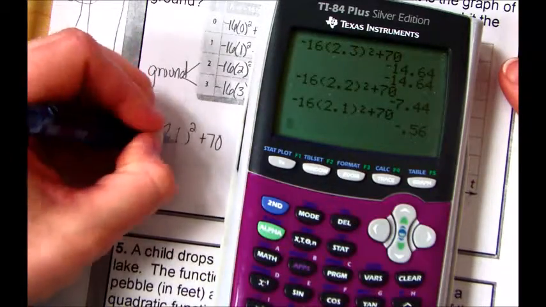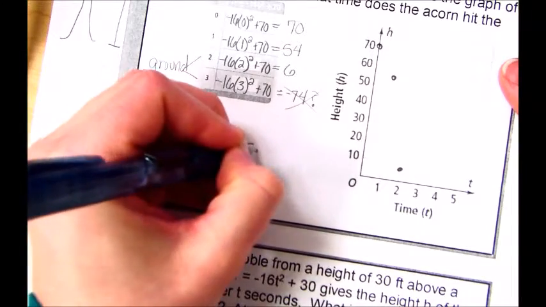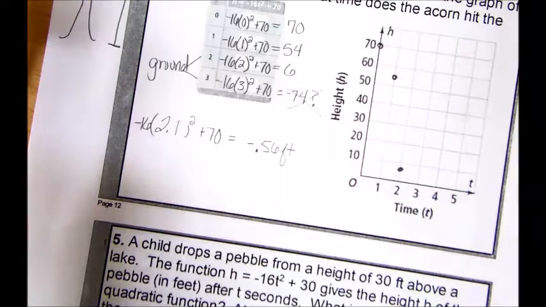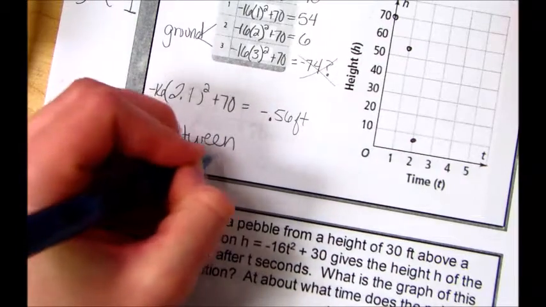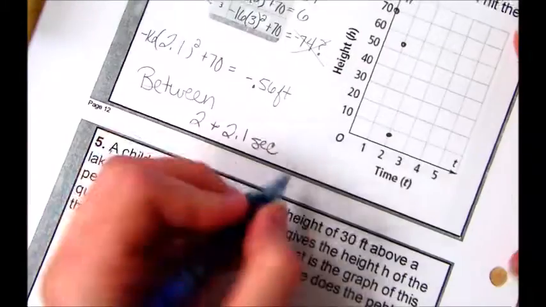That's pretty good. So at 2.1, I get that it's at negative 0.56 feet, which, I mean, you can't really be negative. So here's what I'm going to say. I narrowed it down really, really well. Between 2 and 2.1 seconds, it hits the ground.